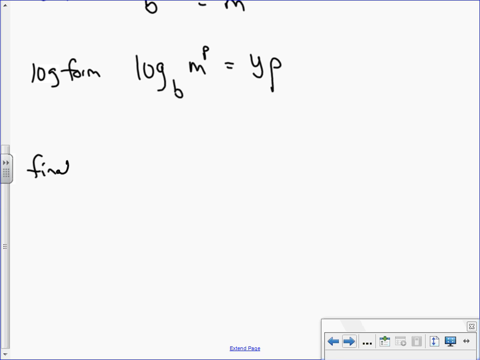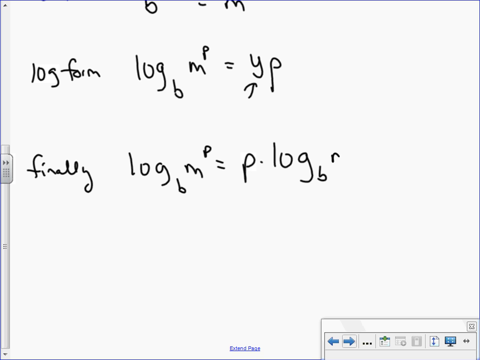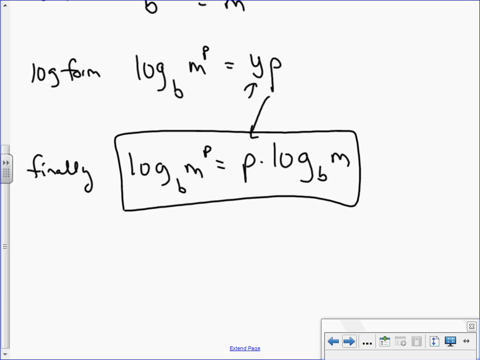Finally, log base b of m to the p is equal to, go up there and look at the top of this problem, what can we replace y with? Log base b of m, yeah, and I just moved that p to the front instead of having it in the back. This is our third and for today final property of the logarithm. Things that we are allowed to do with logarithms. Just like when we learned with exponents, when you add them, when you subtract them, when you multiply them, there are similar properties to logarithms.